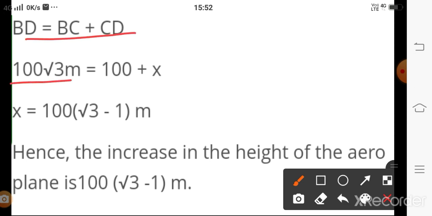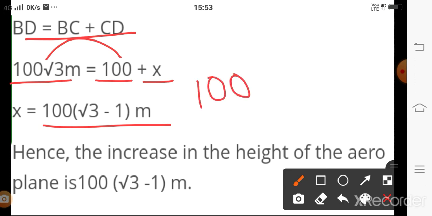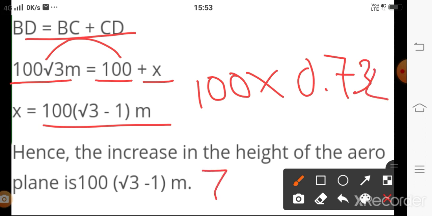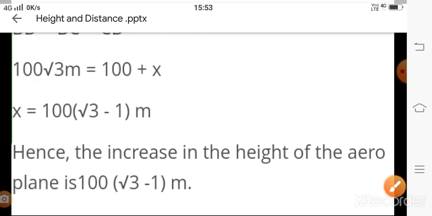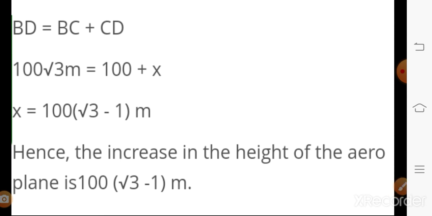BD is 100 root 3, BC is 100, and x we get as the subtraction of these two. If you take 100 common, you get 100 into root 3 minus 1. If you want to find the value in decimal, 100 into root 3 minus 1 gives 0.732, and the solution we get is 73.2. This is the increase of the height of the aeroplane. 100 into root 3 minus 1 means 73.2.